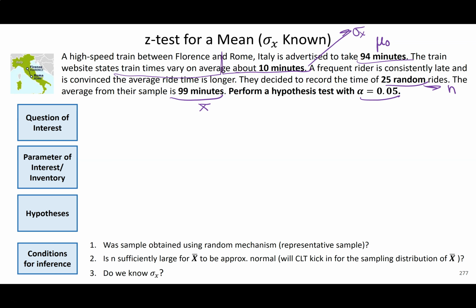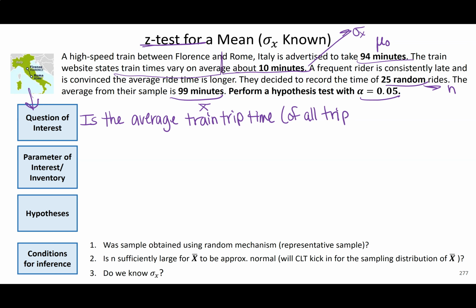Question of interest. I want to know, and for a hypothesis test, this question of interest should be expressed in a sort of yes or no format. So, is this true kind of idea? Is the average train trip time of all trips between Rome and Florence?